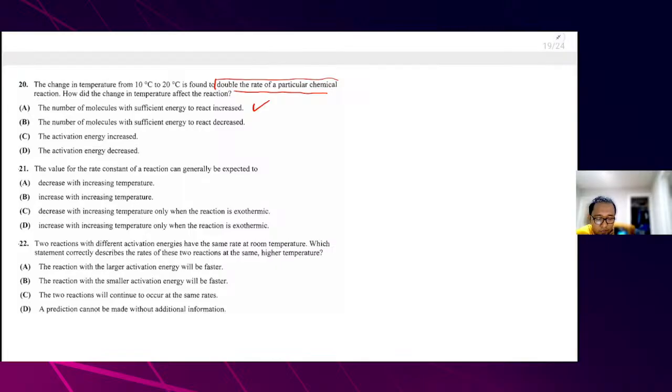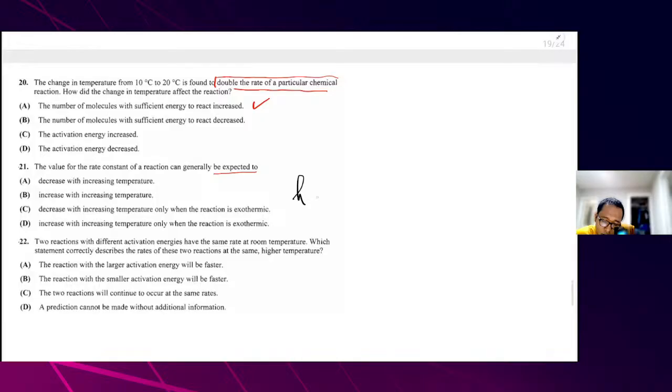Okay, right. And then number 21, the value for the rate constant of a reaction can generally be expected to, the value of rate constant K, decrease with increasing temperature. So K will be larger if we increase temperature. Increase, yeah, this one I think B.